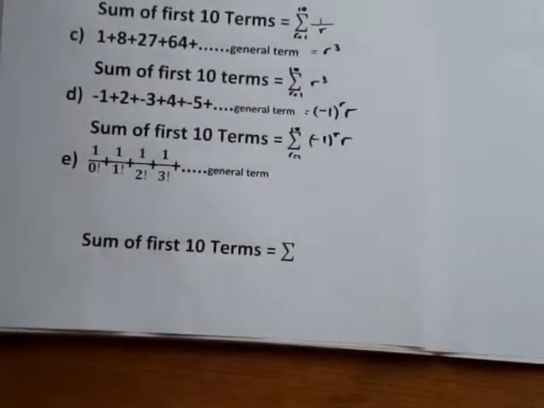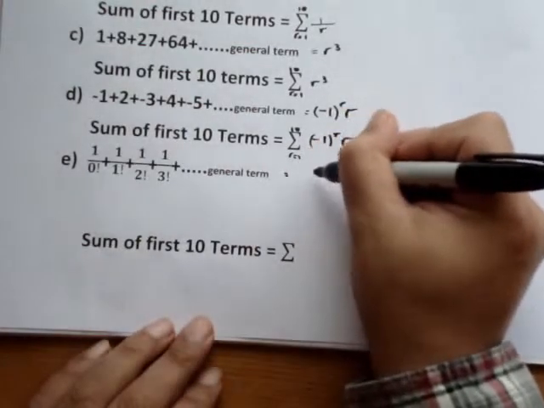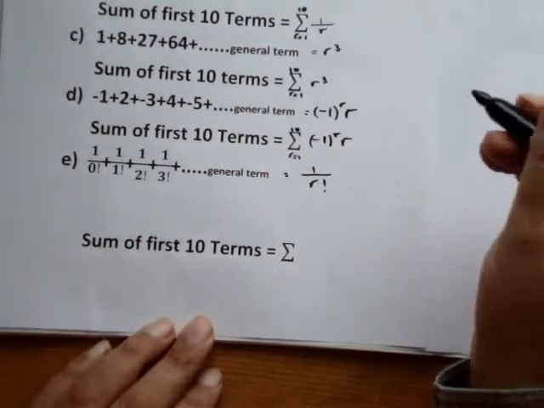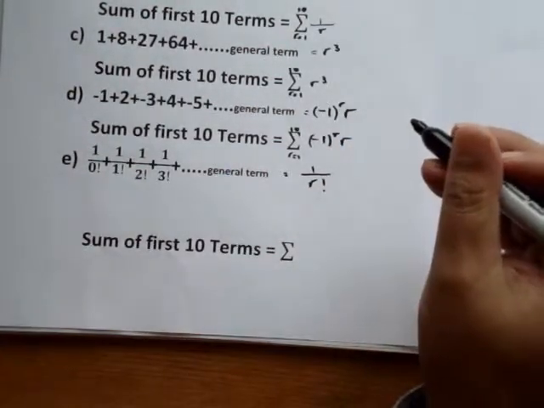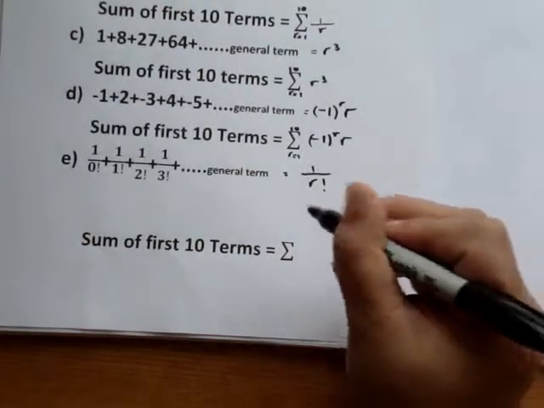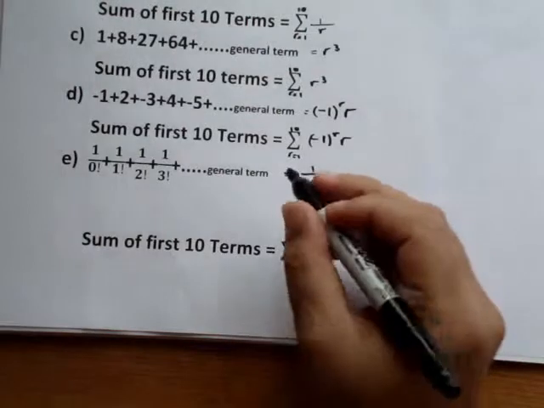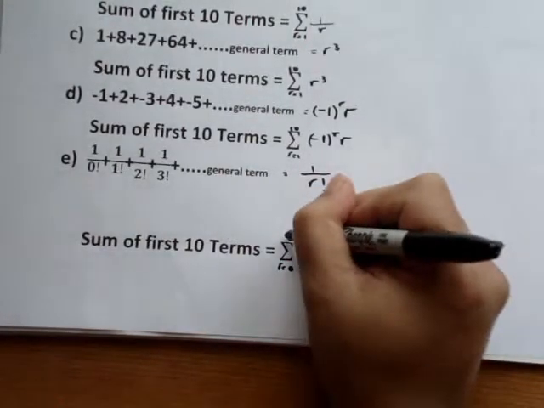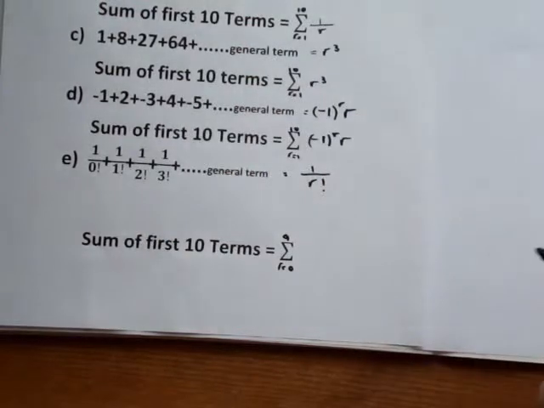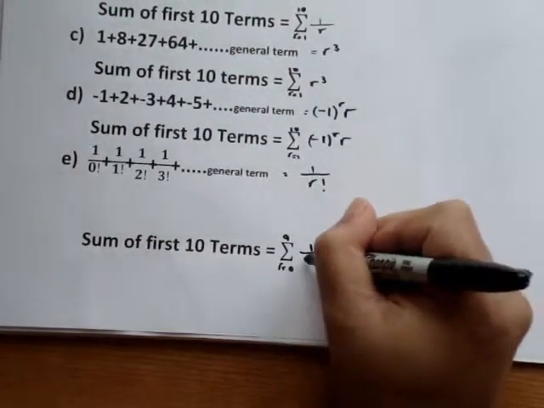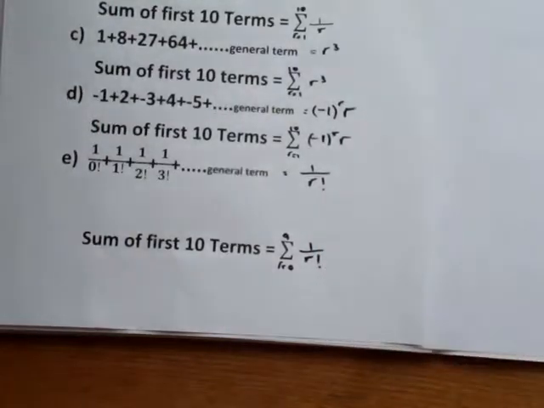In this one, the general term is 1 over r factorial, and the sum of the first 10 terms becomes, we've got a 0 to begin with, so r equals 0 to 9. That'll make the first 10 terms, and it'll be 1 over r factorial.